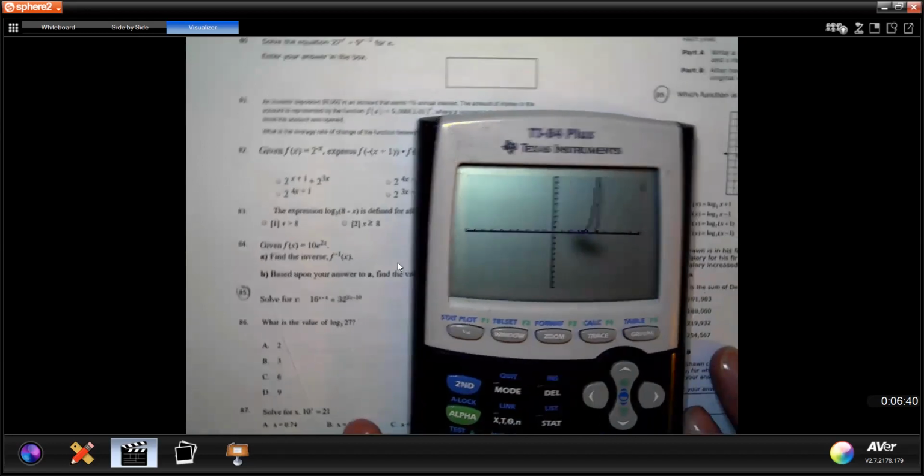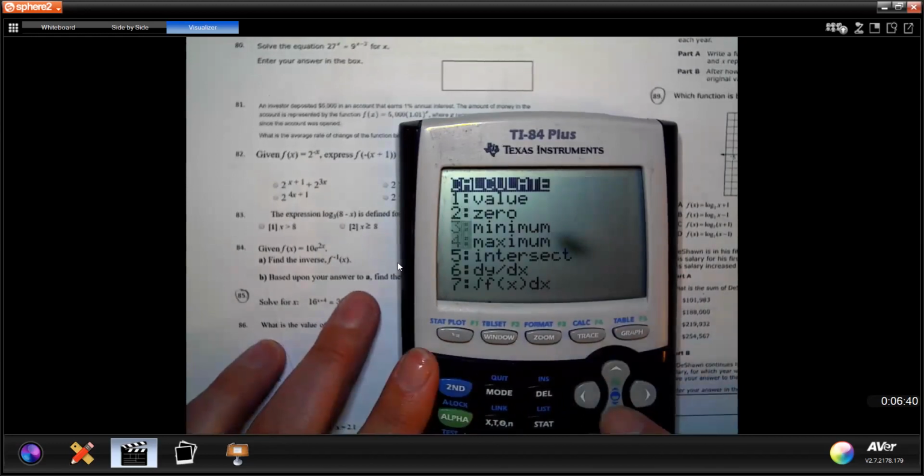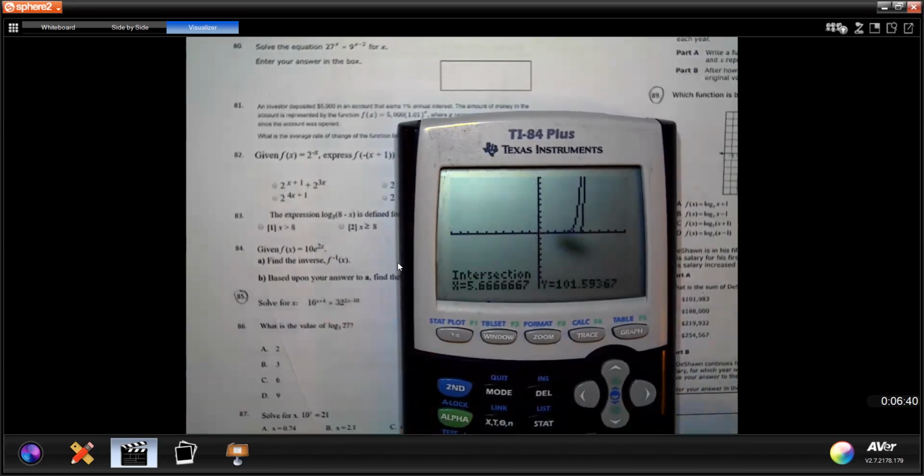It's gonna look just as terrible as it did on Desmos. And then I'm gonna do second trace, number 5, press enter, enter, enter. There we go. And the graphing calculator did what Desmos did not look nice doing. So the reason that we couldn't see the intersection is because it was a y coordinate of 101. So it was just very high off the screen. Yes, Jack. No, you can do it. It's just not very user friendly.